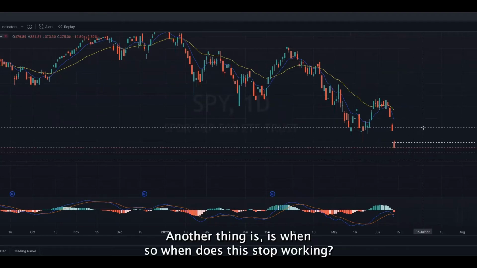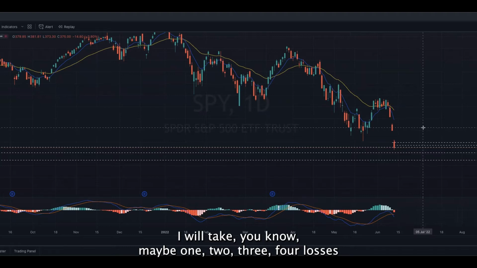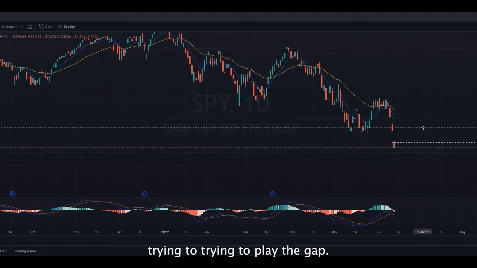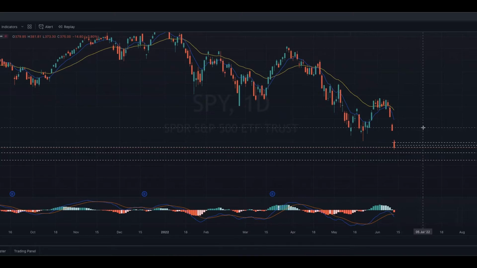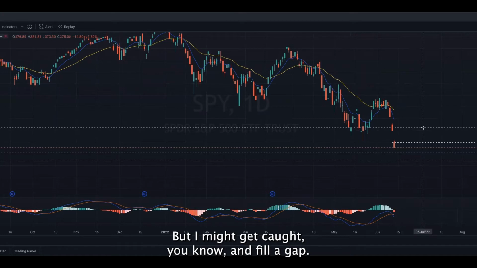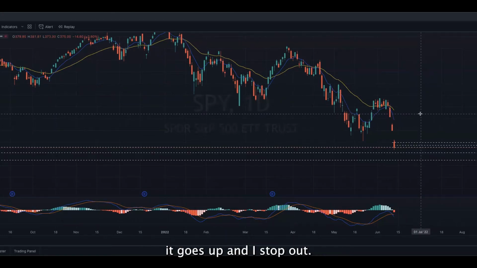Another thing is, when does this stop working, right? So there will be a pivotal point where I will take a loss, right? I will take maybe 1, 2, 3, 4 losses, trying to play the gap fill reversal. I'll show you a way to try to prevent that as well. There's keys to that as well. But I might get caught, and fill a gap, and then I enter the trade, and next day it goes up and I stop out.